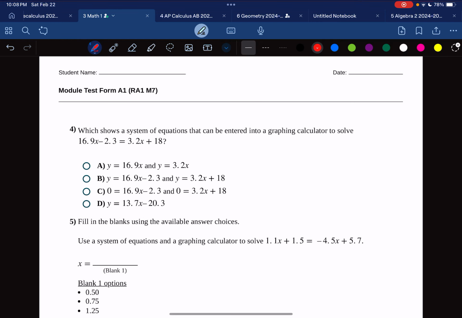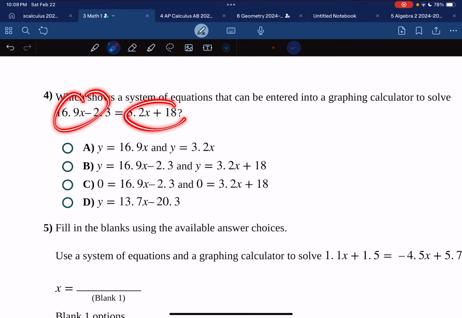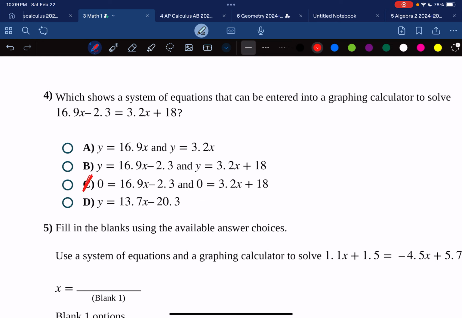Excellent. Moving on to number 4, which shows a system of equations that can be entered into a graphing calculator to solve. And there's like a hard equation here, a hard equation here. The general idea is you say y is equal to this first equation for one of them, and y is equal to this second equation for one of them, and you're done. I noticed that a lot of students chose C. That is incorrect because that's not a y equal to. You have to have a y equal to somewhere, so it's not C.